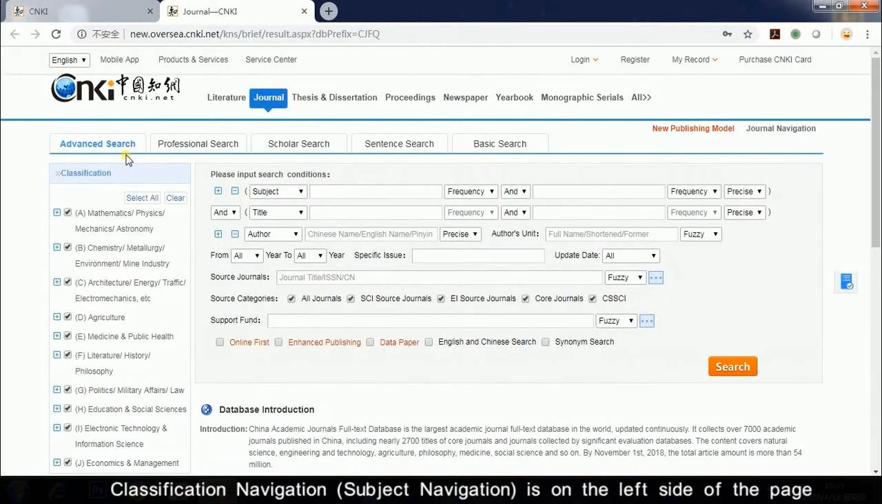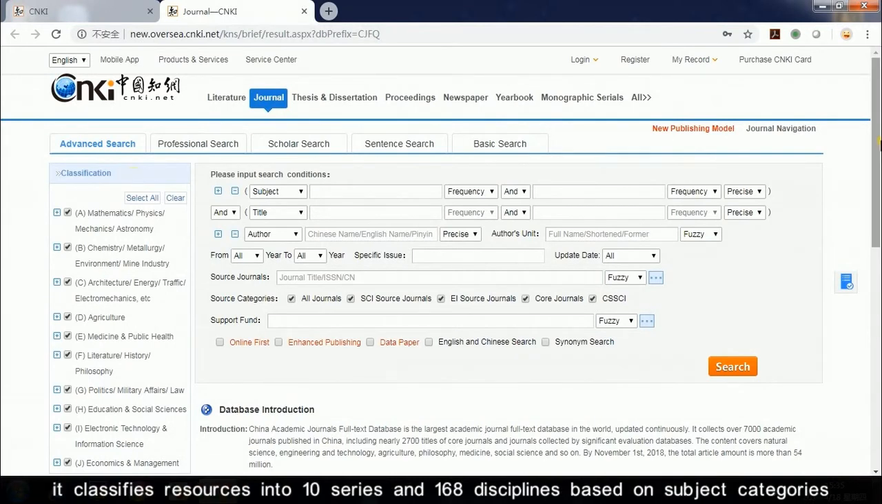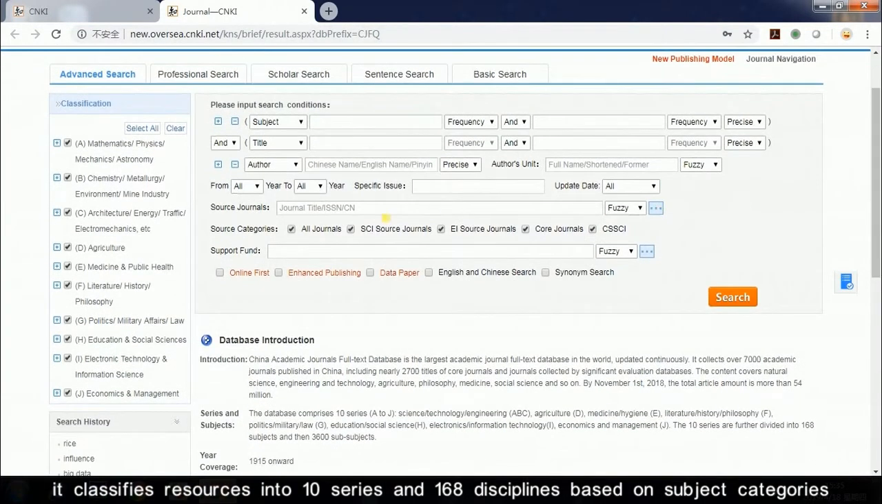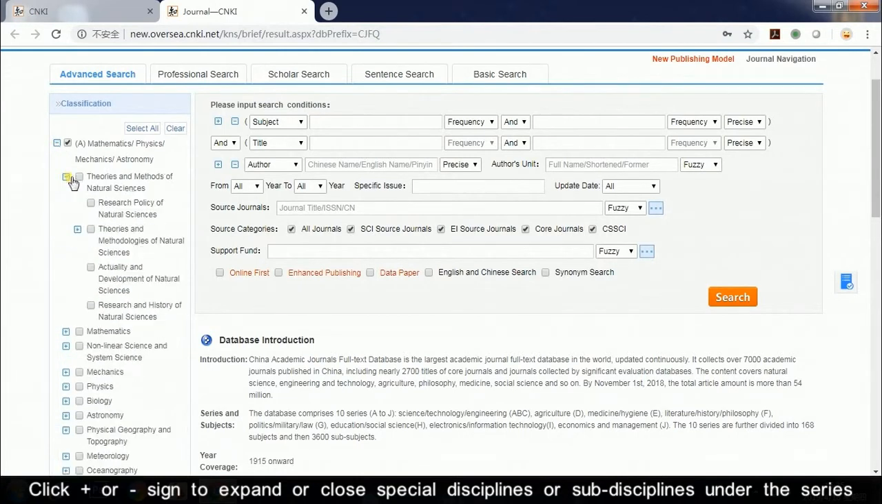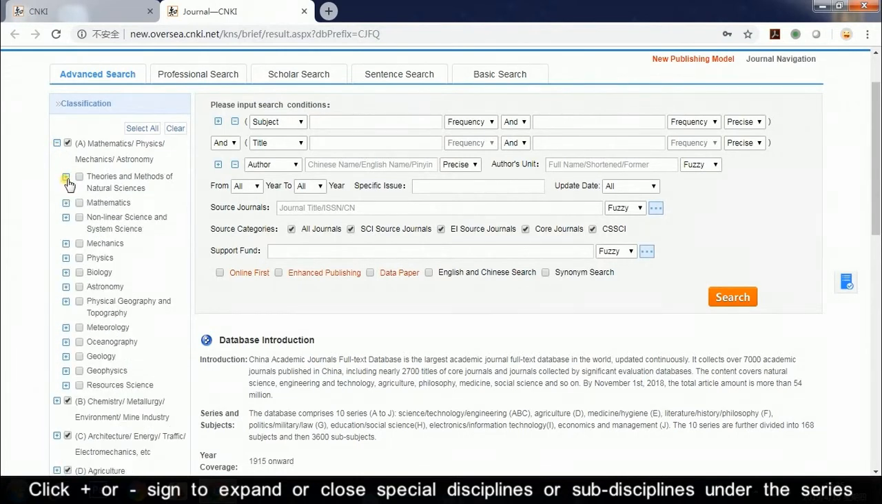Classification navigation is on the left side of the page. It classifies resources into 10 series and 168 disciplines based on subject categories. Click the plus or minus sign to expand or close special disciplines or sub-disciplines under the series.